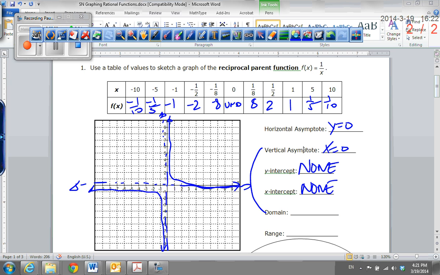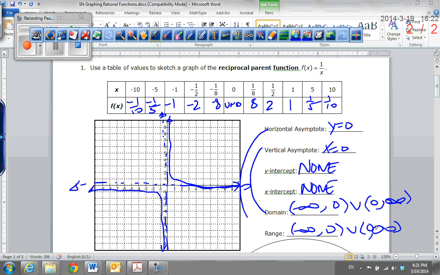And then my domain is connected with the vertical asymptote. So we got everything but 0, so we're going to say negative infinity to 0 union 0 to infinity. Those are infinity symbols, I promise. And then same thing for the range, negative infinity to 0 union 0 to infinity. All right, that's that.